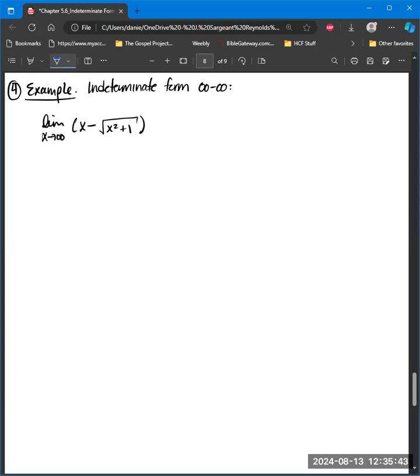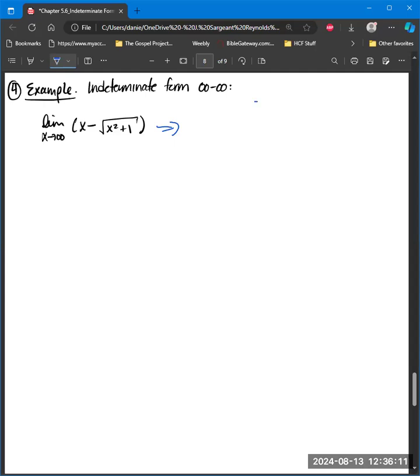So many times our old Calculus 1 techniques are actually better at helping us solve these problems than just straight up applying L'Hopital's rule, and I'll show you that. So let's go ahead and just try to do, quote, direct substitution.